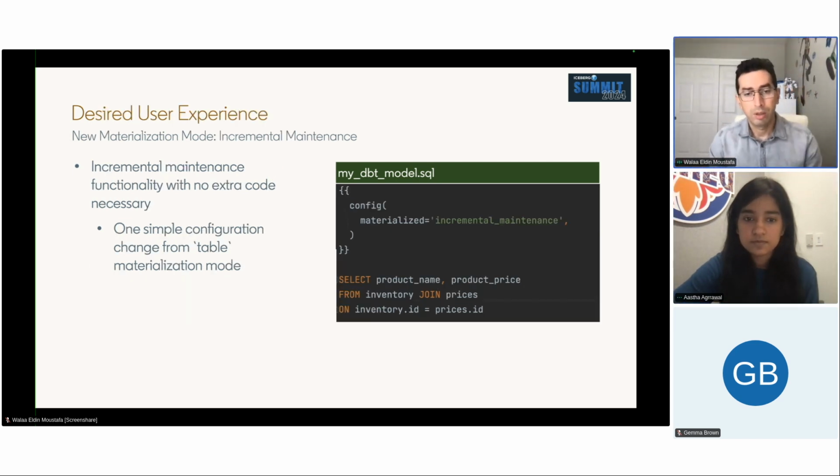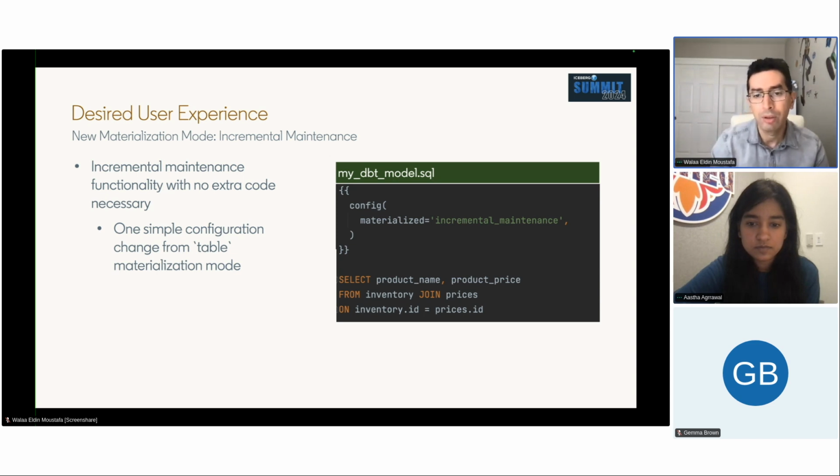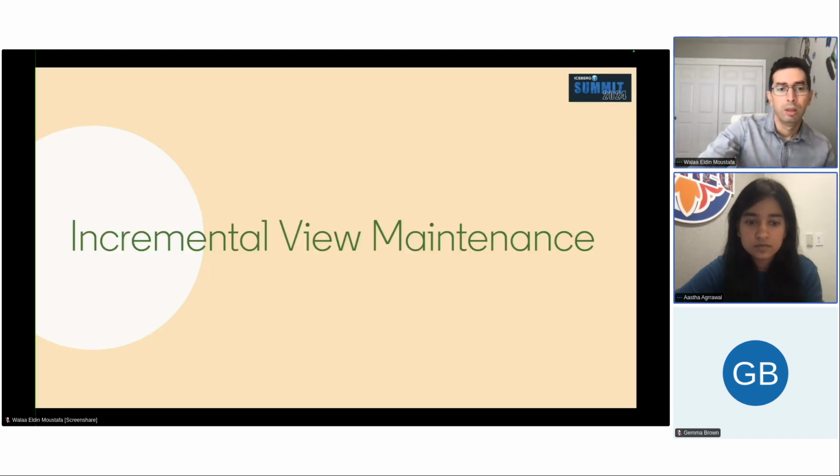So to summarize the expected user experience from the work we're discussing here, we're envisioning a user experience where users still implement their logic using the mindset of the table materialization mode, where they just write the query as they think about it in terms of business logic, but then have a drop-in replacement for the table materialization mode, which is called incremental maintenance. And with that mode, users can write their logic in a batch way, but have it executed in the background using an incremental approach.